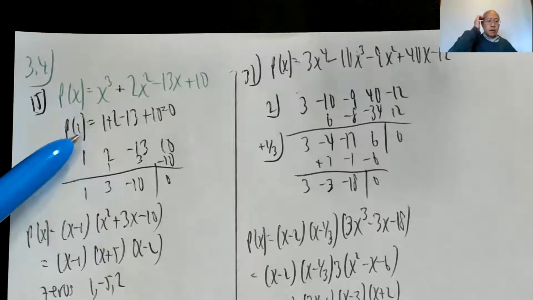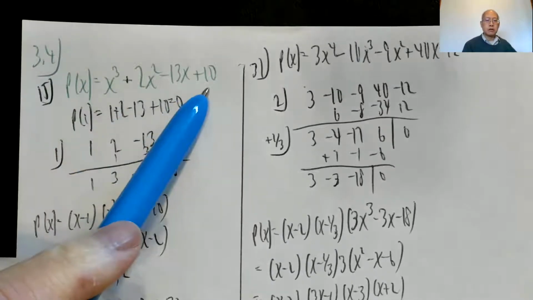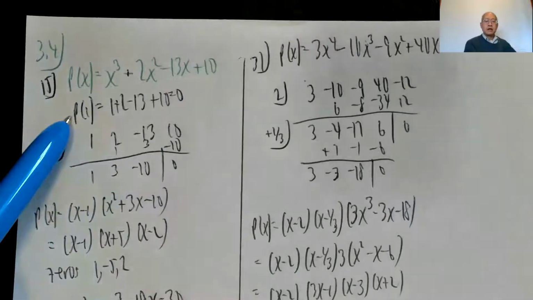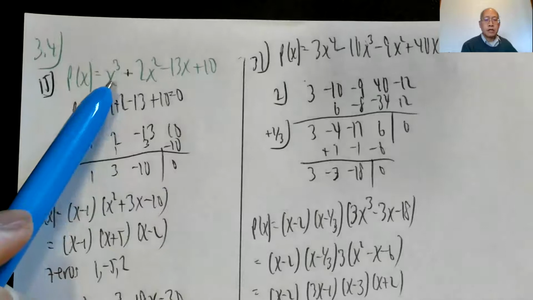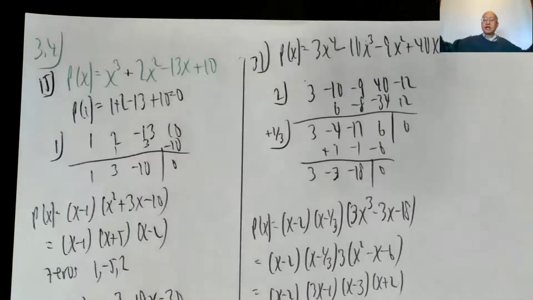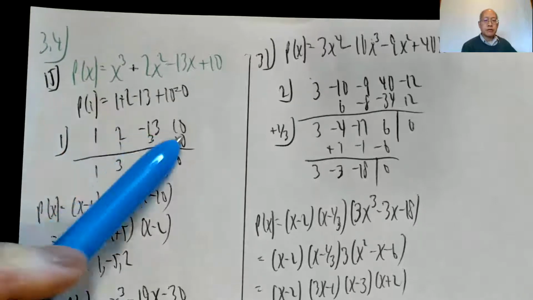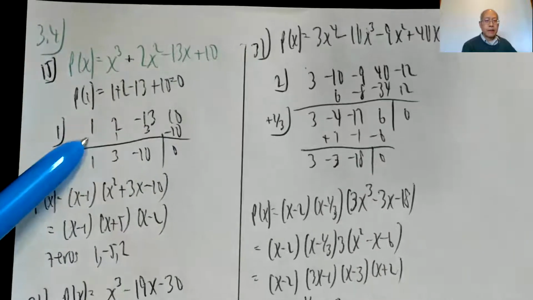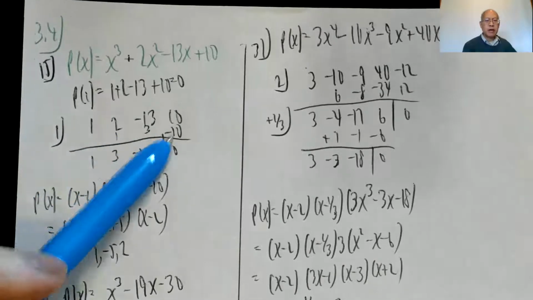Now, I can tell by inspection for this one that if I plug in 1, I get 0. 1 plus 2 minus 13 plus 10 is 0. So I plug in p of 1, I will synthetically divide with 1. That will depress the equation down to second degree. Once I get to second degree, I can use the quadratic formula. 1, 2, negative 13, 10, 1, 1, multiply, add, multiply, add, multiply, add.